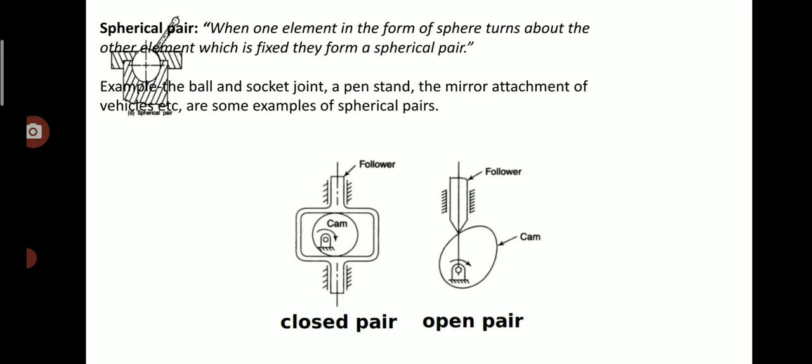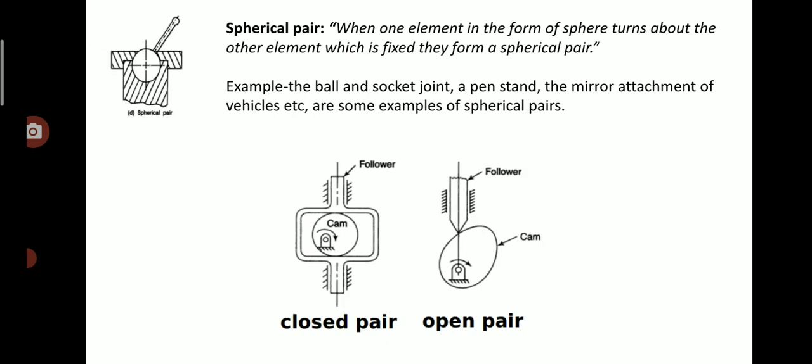So this is another picture, which is known as a spherical pair. When one element in the form of a sphere turns about the other element which is fixed, they form a spherical pair. Examples are the ball and socket joint, a pen stand, and the mirror attachment to vehicles.